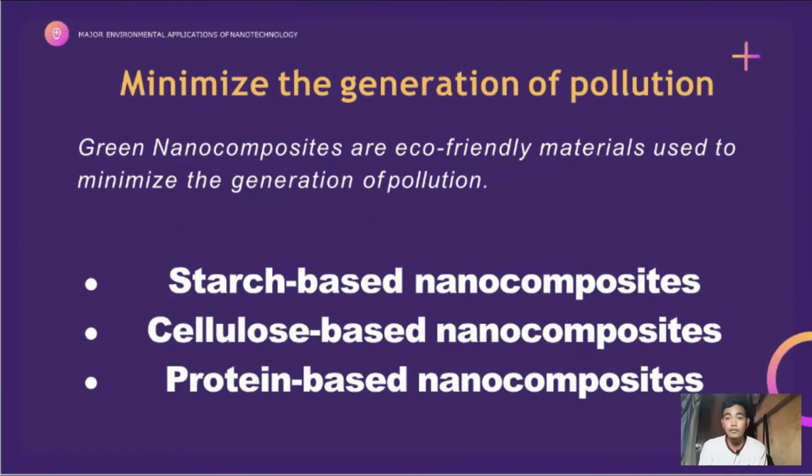Minimize the generation of pollution. Green nanocomposites are eco-friendly materials used to minimize the generation of pollution. The first one is starch-based nanocomposites. The second one is cellulose-based nanocomposites. And the third one is protein-based nanocomposites.